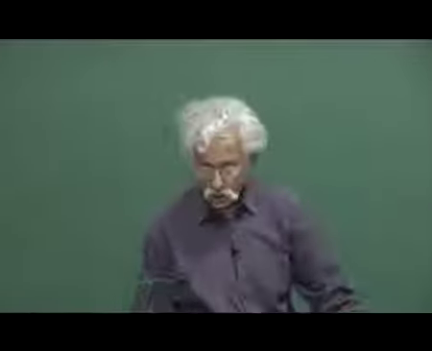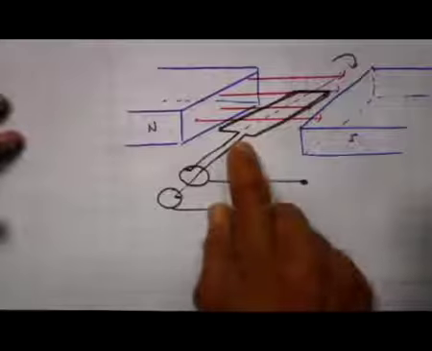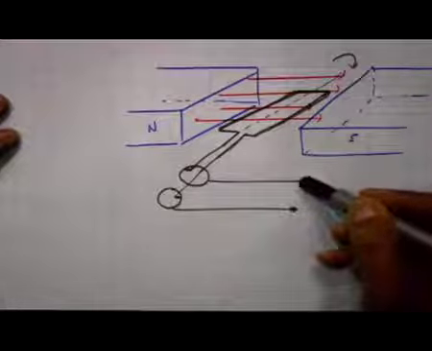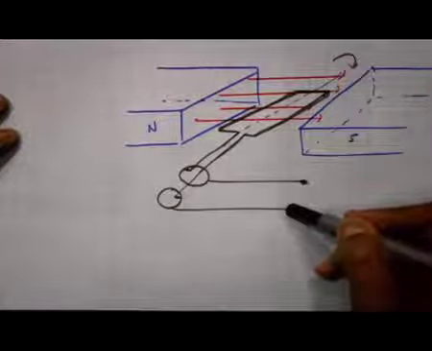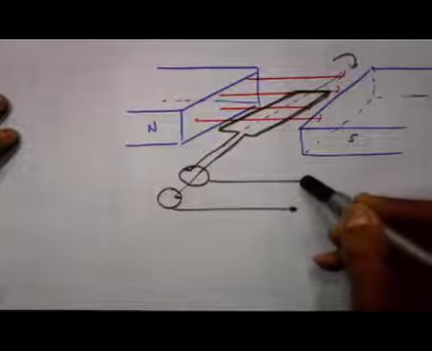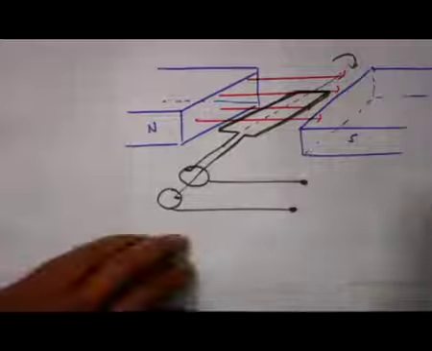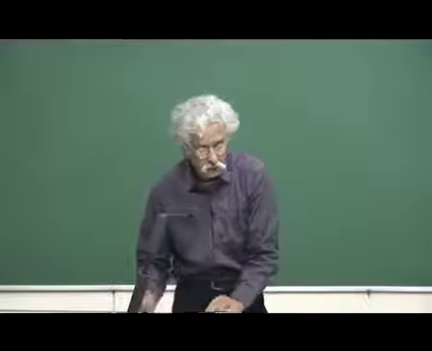Let me draw a figure here just to explain. In this figure, what is going to happen is that initially for some time this is at a higher potential compared to this, and then after half a cycle this will be at a higher potential than the other. So, the EMF, the potential difference, will keep on reversing itself.